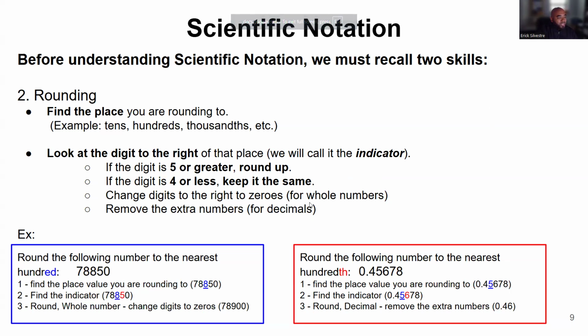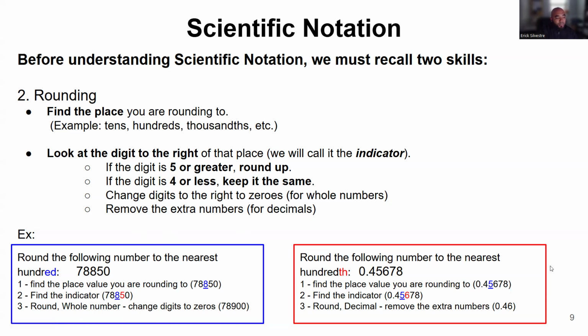Then if you are rounding, the digits to the right become 0. Okay. And then again, you're going to remove any extra decimals. So for example, if you are asked round the following number to the nearest 100, we're going to find the 100th place. In this case, we see the 8 is the 100th place, right? Then we're going to find the number to the right of that number 8, which is going to be my indicator. In this case, the number 5. And then since it's 5 or greater, we're going to round up. So 78,850, when you round that up, it becomes 78,900. Okay, because that 8 becomes a 9, the rest of the numbers become 0.